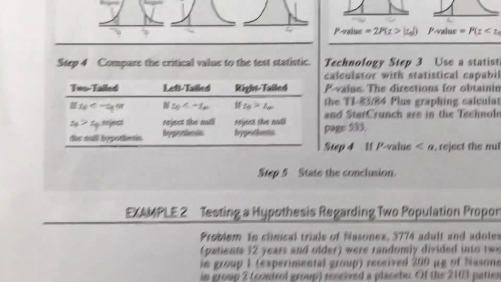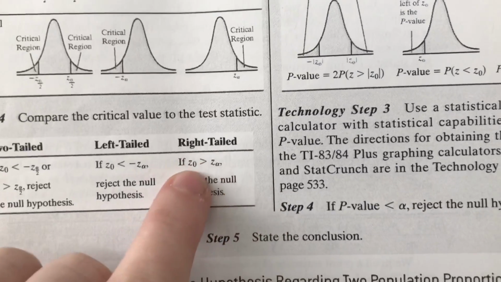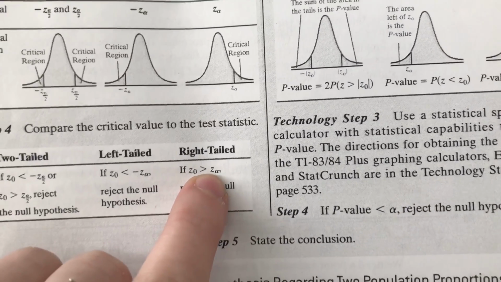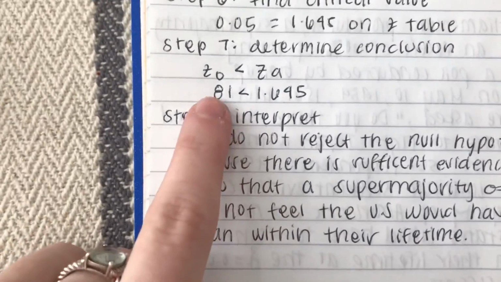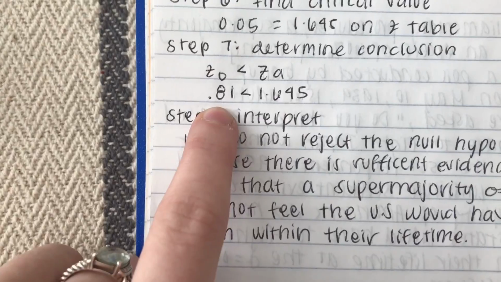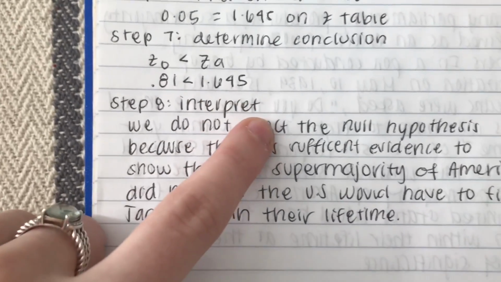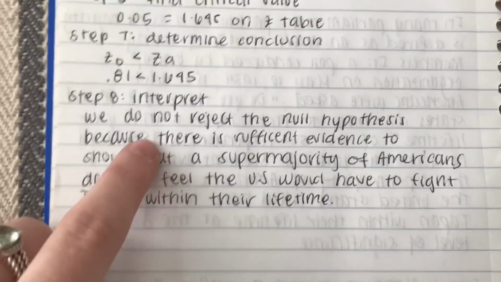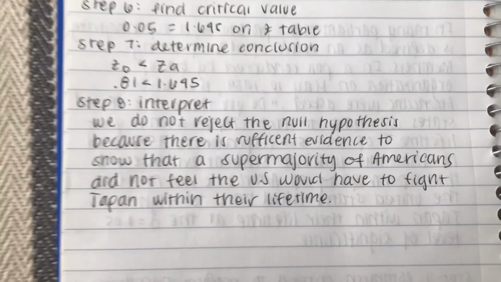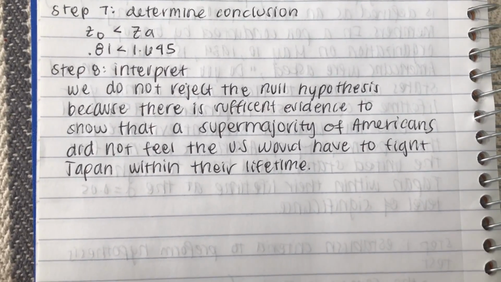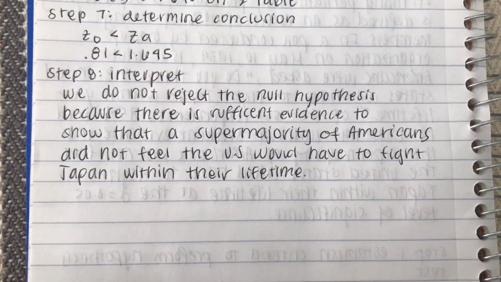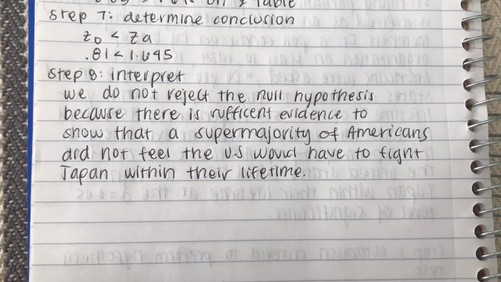Now we have to look at the rule for a right-tailed problem: the z has to be greater than the critical value to reject the null hypothesis. But we can see here that 0.81 is less than 1.645. So we do not reject the null hypothesis. The interpretation of this is we do not reject the null hypothesis because there is not sufficient evidence to show that a supermajority of Americans did not feel the U.S. would have to fight Japan within their lifetime.